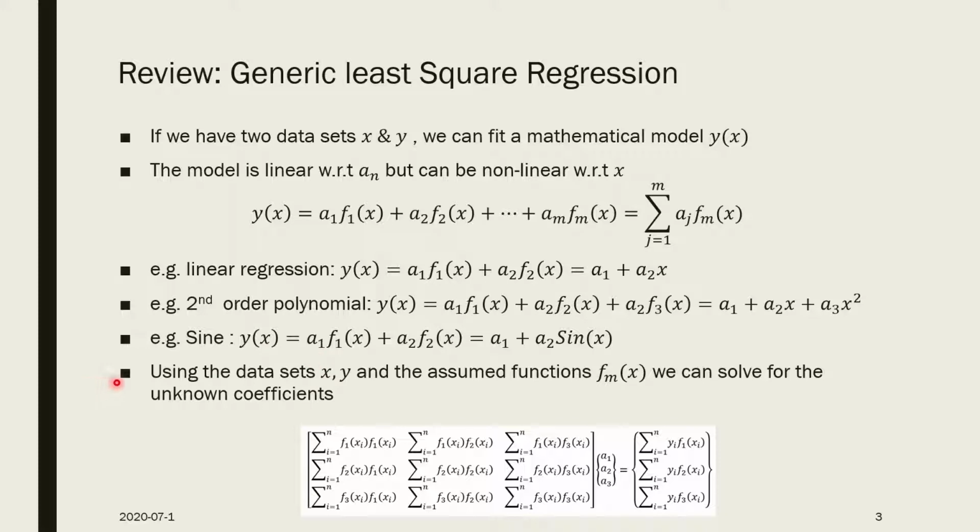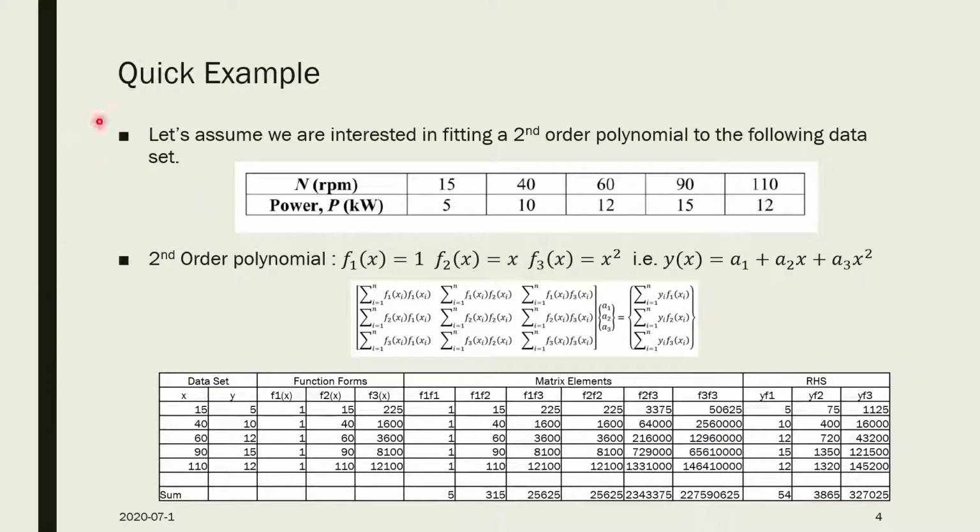So using the datasets x and y and the assumed function fm of x, we can solve for the unknown coefficients if we set them up in the matrix form like this. So basically for regression analysis, all we're trying to do is to solve for the unknown coefficients a1, a2, a3, and am. So let's do a quick example.